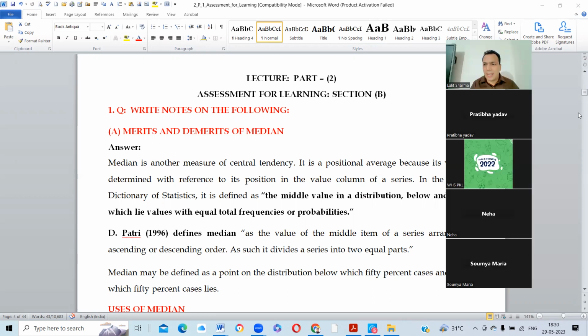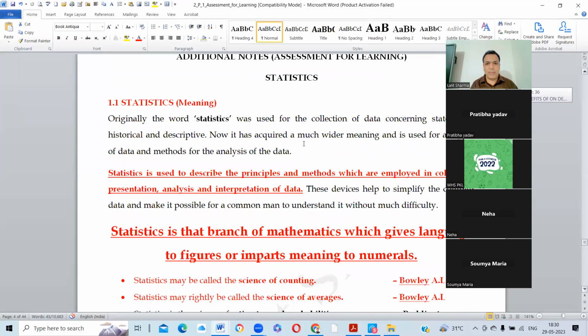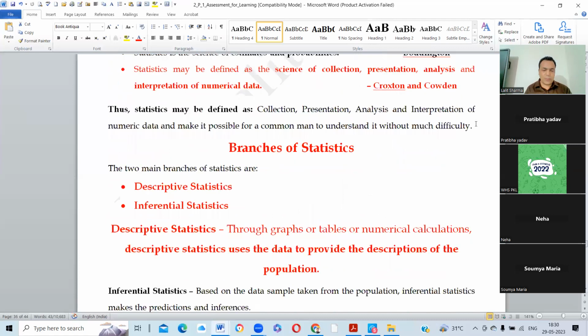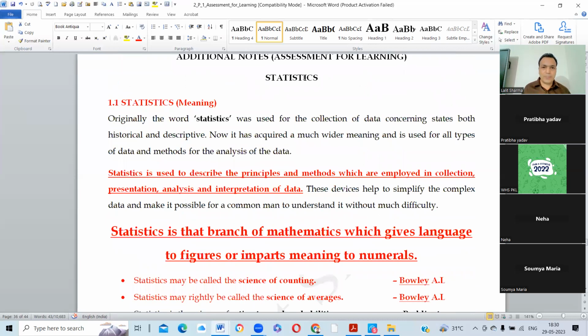So it is written at the end, you can see at the end part, on this page number. Now it is bolded, now it is in the last. You can check the notes. I have given the heading additional notes, assessment for learning. So I'll start my lecture from here, so that you will come to know everything from the starting point. Even in our question paper and syllabus, you can see that section B starts from statistics. So we start with statistics.